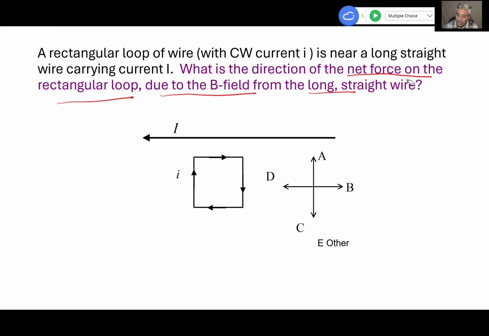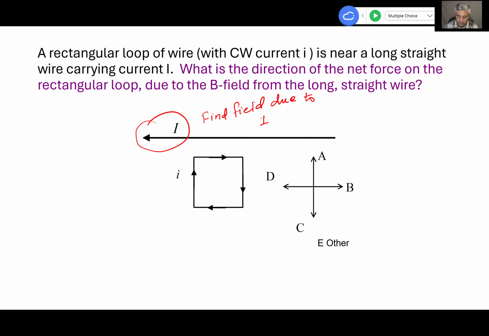So you have 2 minutes. Go ahead and figure it out. First, you need to find the field due to I on this side, and on this side. That's the field this loop is sitting in.